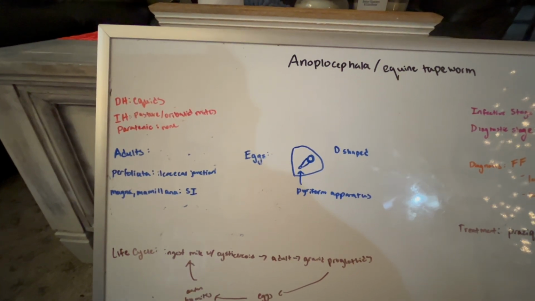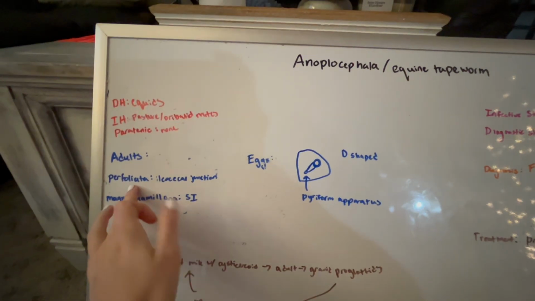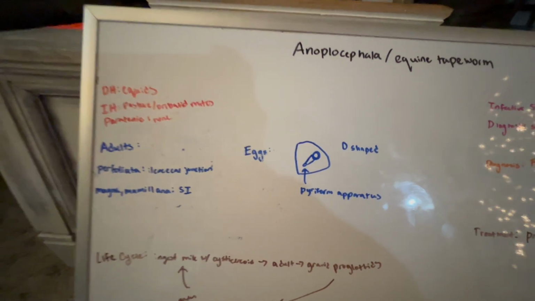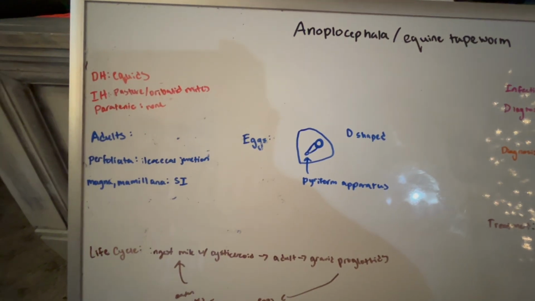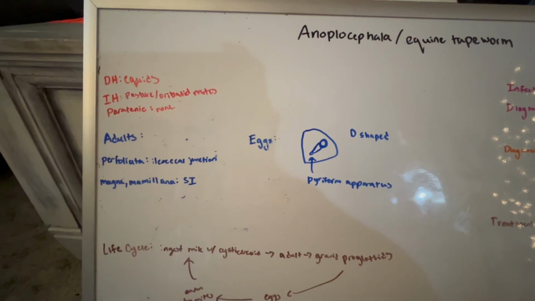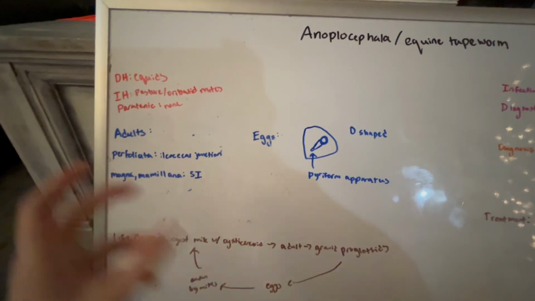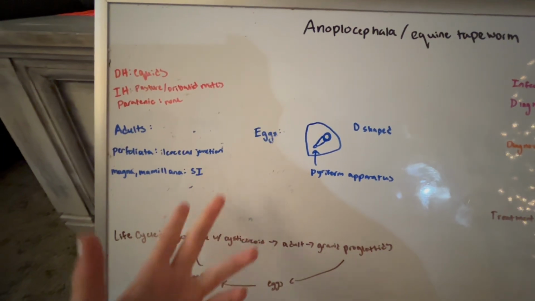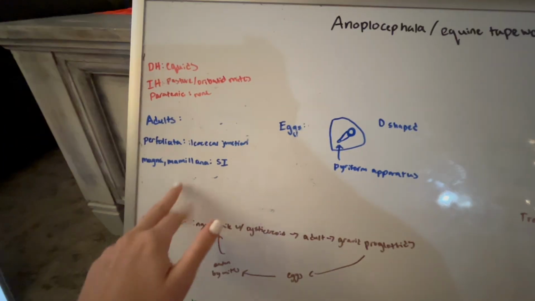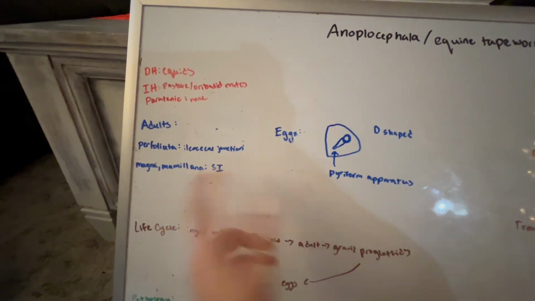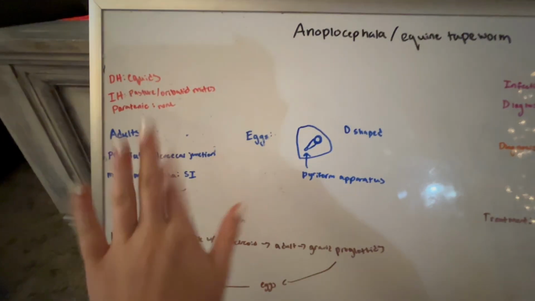And so your adults, if it's perfoliata, just remember perforation. So it's going to be at a spot where it tends to damage the cecum, so perforate the cecum, so it's going to be at the ileocecal junction. Magna and mammillana are going to be in your small intestine. I don't know how important that is, but it was in there.